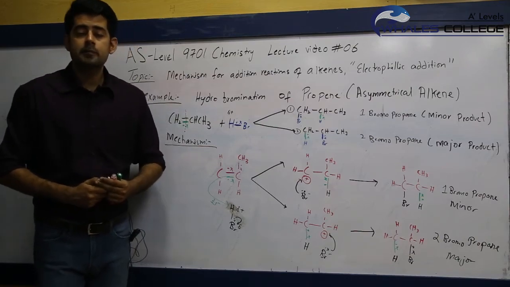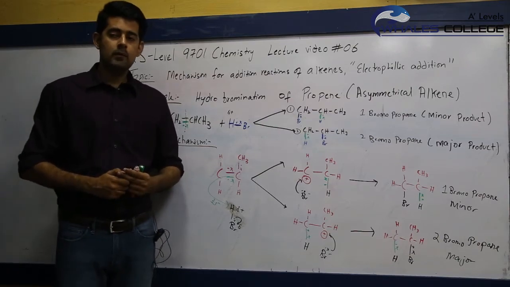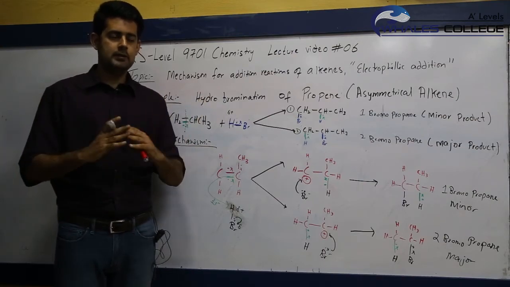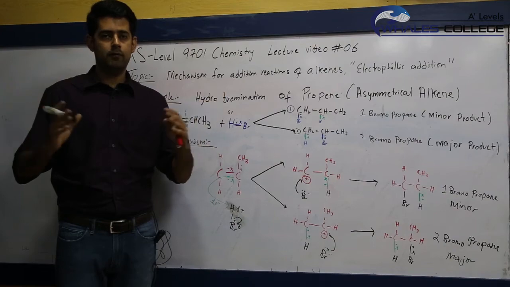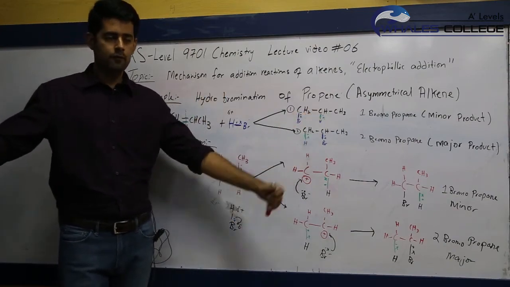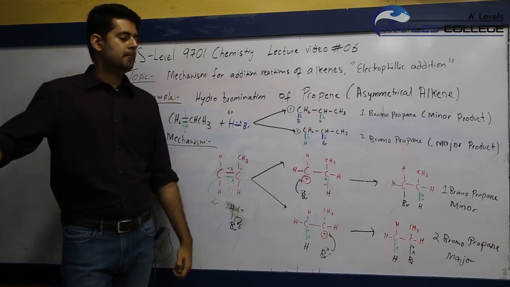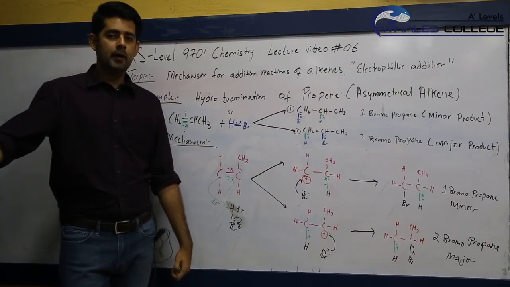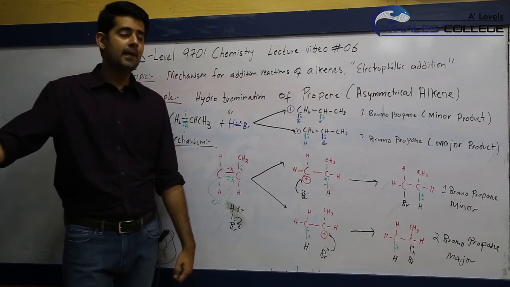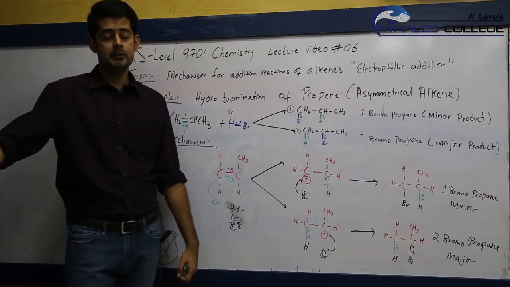The explanation is based on 2 different concepts. One is called Markovnikov addition. Markovnikov, it's a difficult name. He was a Russian scientist, similar to Kalashnikov. And another is the inductive effect, or you can say the stability of carbocation. So I'm going to explain that in lecture video number 7.